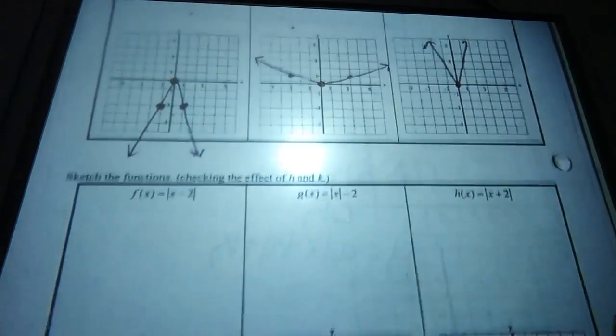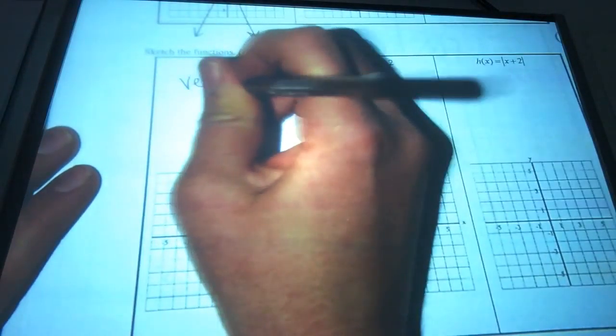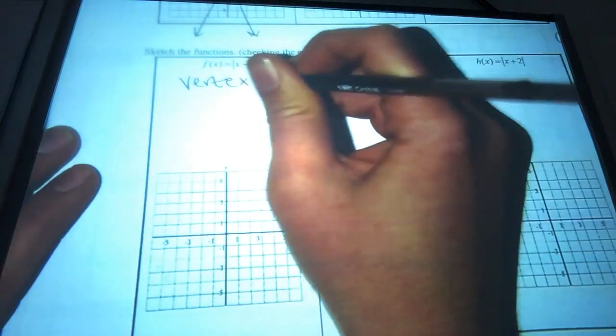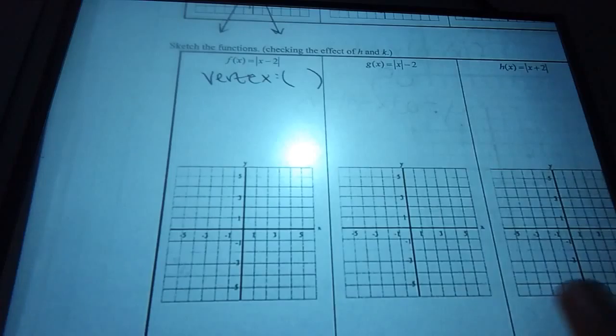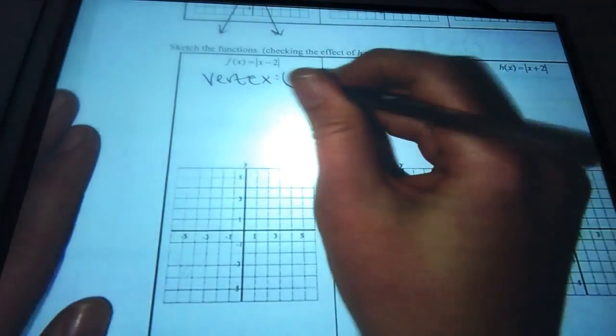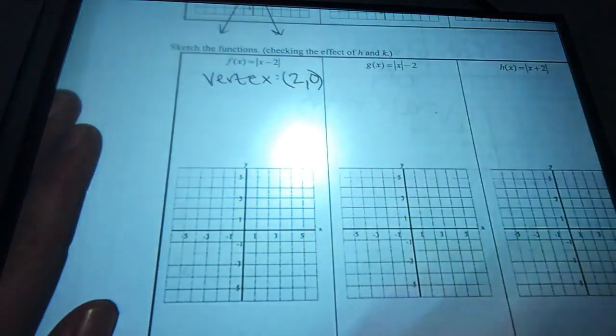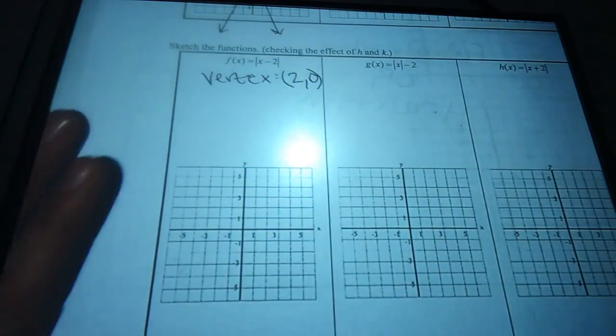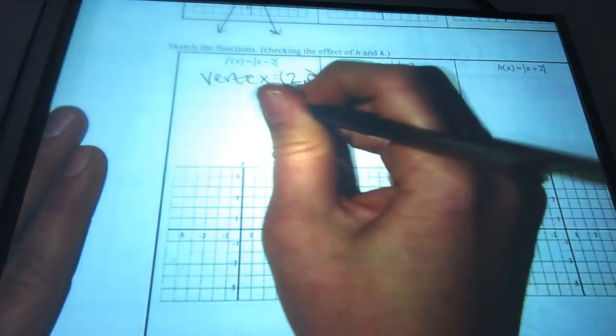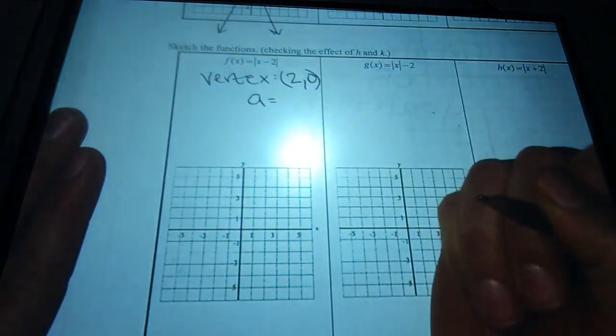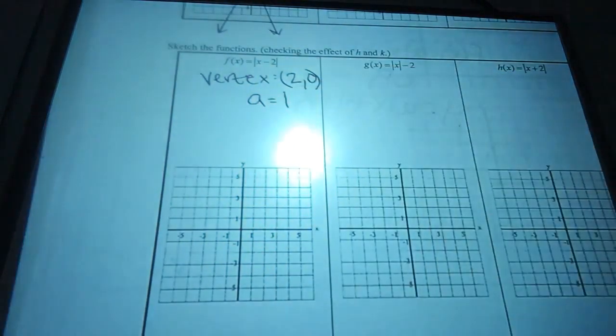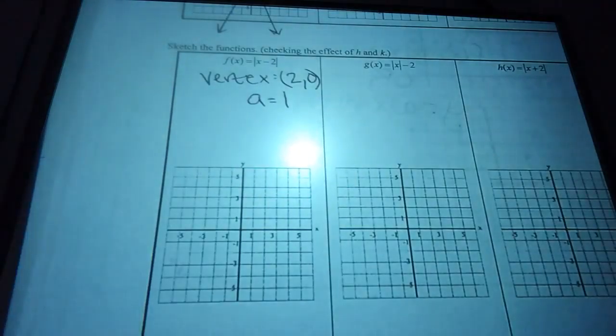Okay, so scrolling down here. Can somebody tell me what the vertex is here? So remember, with that H, we're taking the opposite of what's presented to us. 2 and no K value, so 0. What's my A value there? Is it 0? 1. If it was 0, it would make everything disappear because 0 times anything is going to be 0.